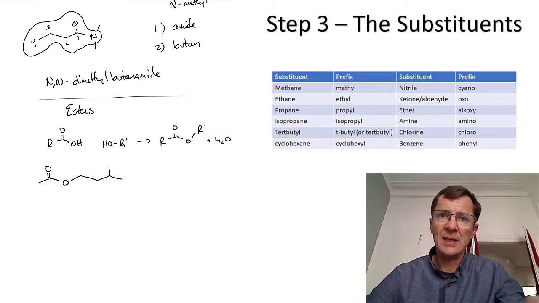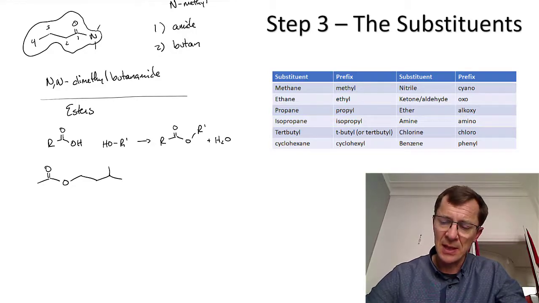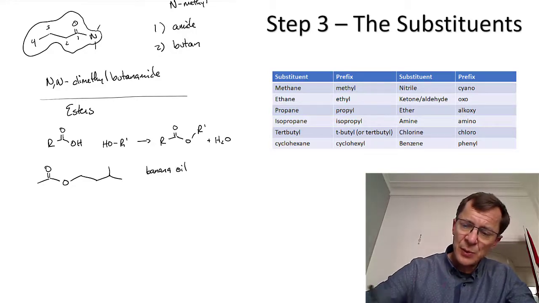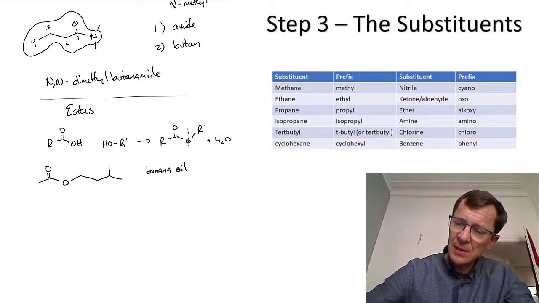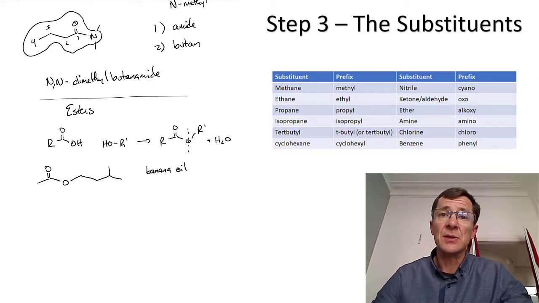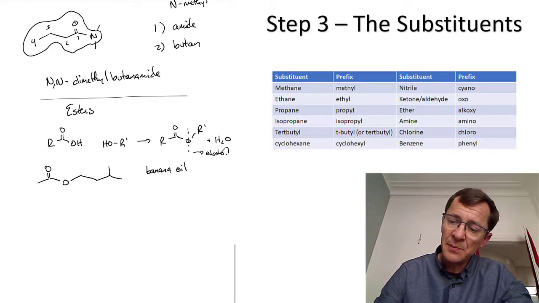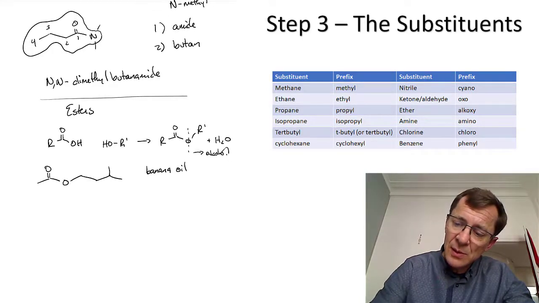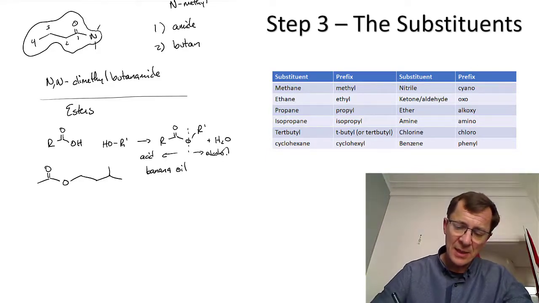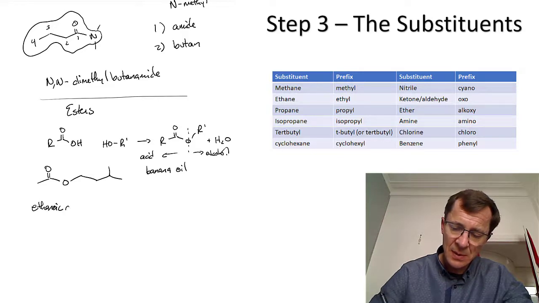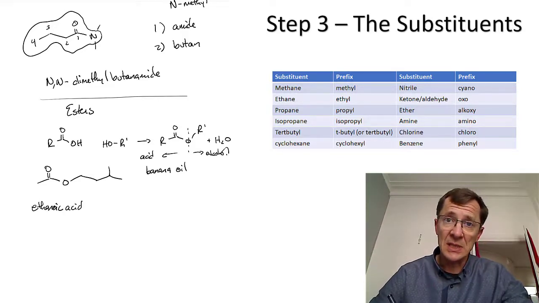This is the essence of banana. So if you buy banana flavoring at a store, it's this guy. If we were to look at this through that oxygen that has two different things on it, this would be our alcohol side. This would be our acid side. So our acid here would be ethanoic acid, which you probably know as acetic acid.